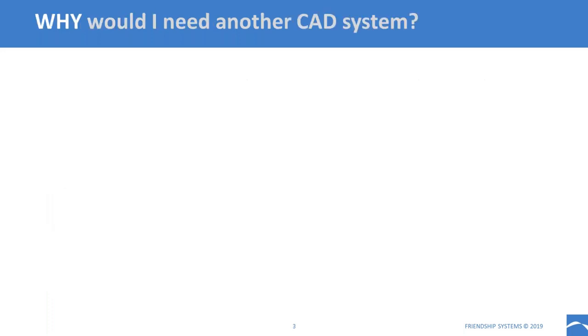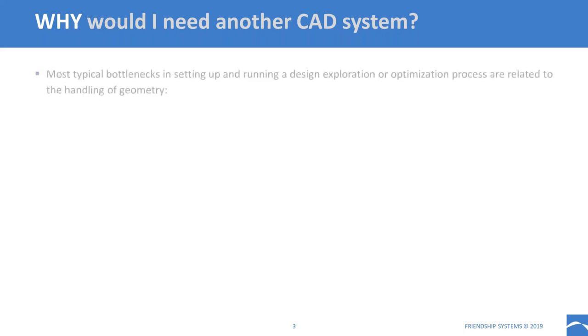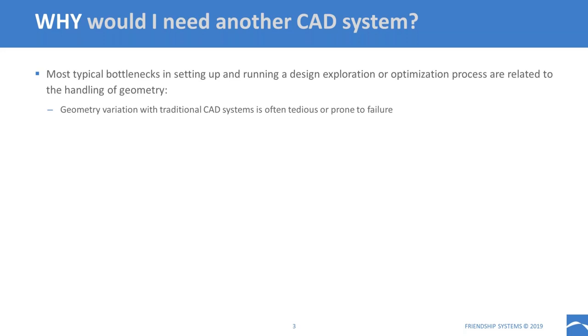One point about CAESES is that it is a CAD system to produce geometry variants. All of you probably are using some kind of CAD system already, so why do you need another one? In our experience, most of the typical bottlenecks that people encounter when they're trying to run an automated design process are related to the handling of the geometry. For example, the geometry variation fails in some way: when changing the parameter values, the geometry cannot be regenerated or is broken. That's very typical.